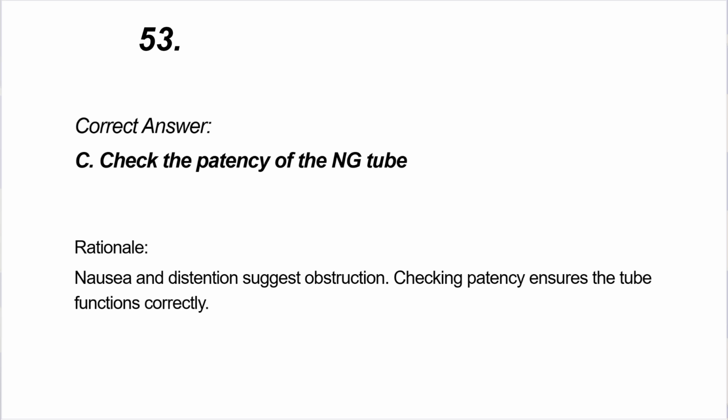53. C. Check the patency of the NG tube. Rationale: nausea and distension suggest obstruction. Checking patency ensures the tube functions correctly.